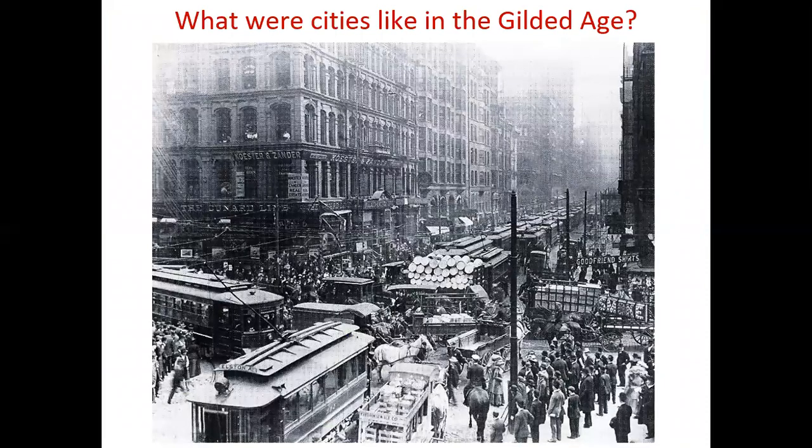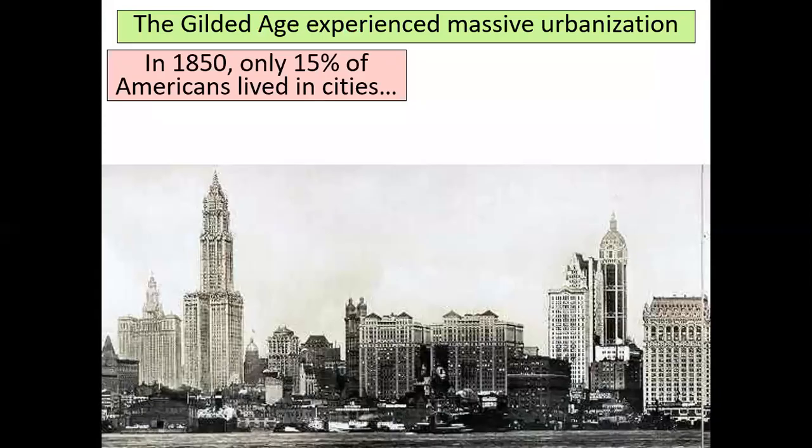So looking at this map, give some adjectives to describe what cities were like in the Gilded Age. So the Gilded Age experienced massive urbanization. Circle that word. Urbanization is a really fancy way of saying cities.